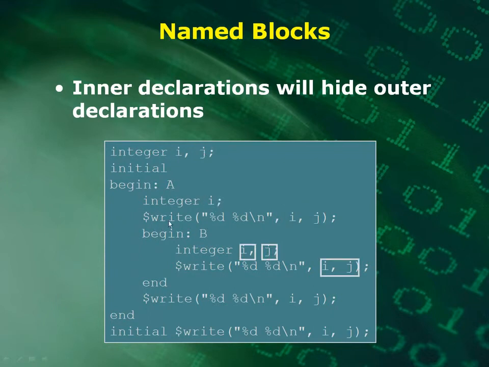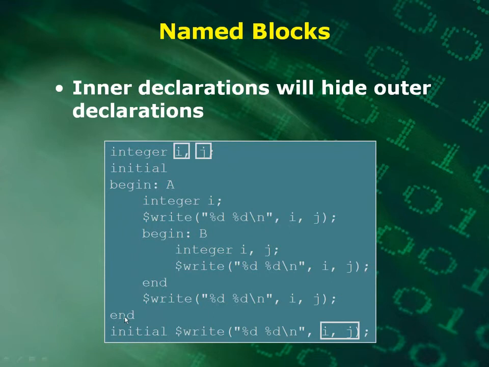Similarly, within this block called A, we have another block that we've called B, and it's declared some local integer I and j, so that when we use a write within this block, it's going to use these local I and j. And this write, though, is within the block A, not within block B, so this would use this I here, and this j would use this global j here.